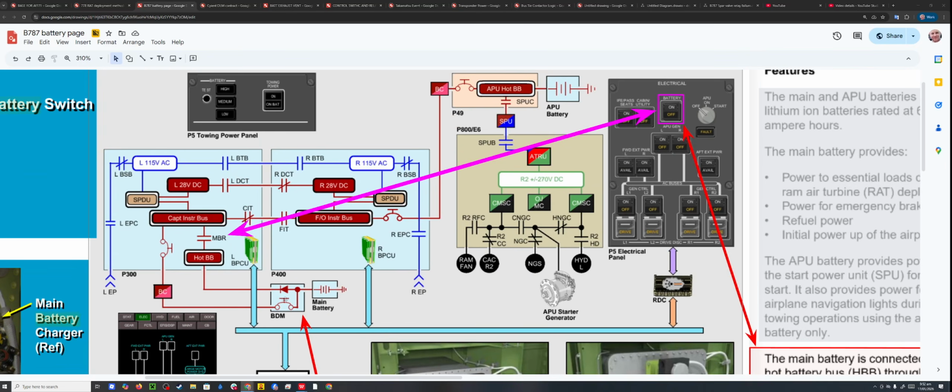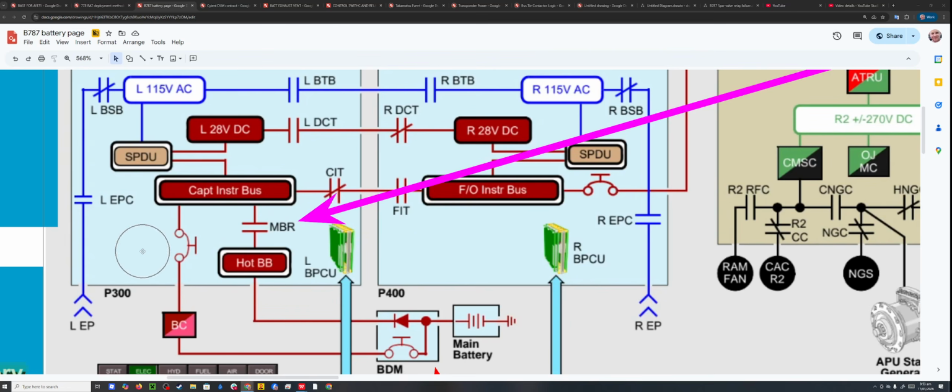We have the main battery diode module, hot battery bus, main battery relay to captain's instrument bus across to first officer instrument bus. Outwards from the captain's instrument bus should be the battery charger, through the back of the diode module to join into the pre-diode before it leaves the battery, to charge the battery.